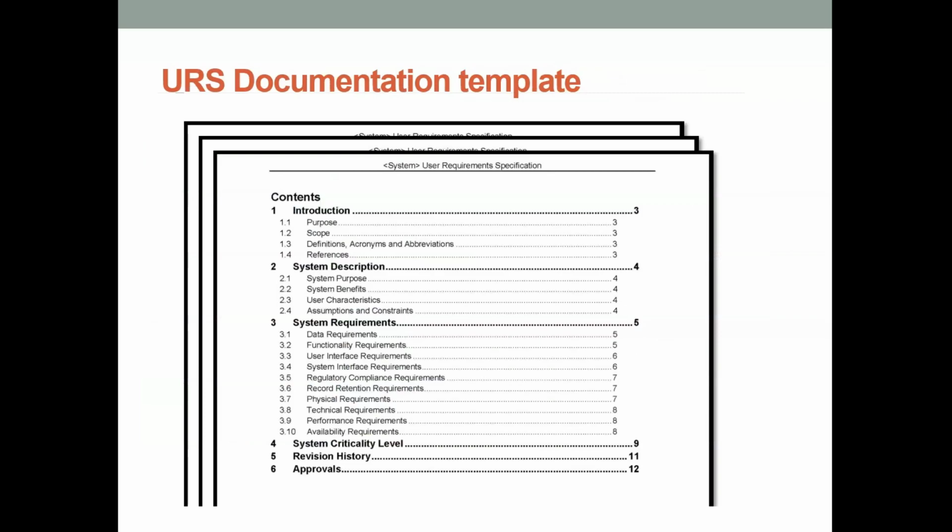The URS documentation template might look something like this. You might have your purpose and scope. You might have definitions and acronyms, your references. You might have the purpose of your system, the benefits, characteristics, assumptions, constraints, and then details about what you needed it to be able to do, what you needed to interface with, what physical requirements you need from it, what technical requirements you need from it, what performance requirements you need from it. The system criticality level then would be assessed. You might have revision history if you've had a number of revisions of the document to make, and you will have to have it approved.